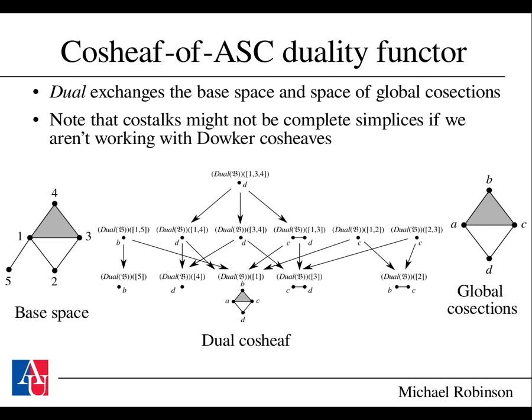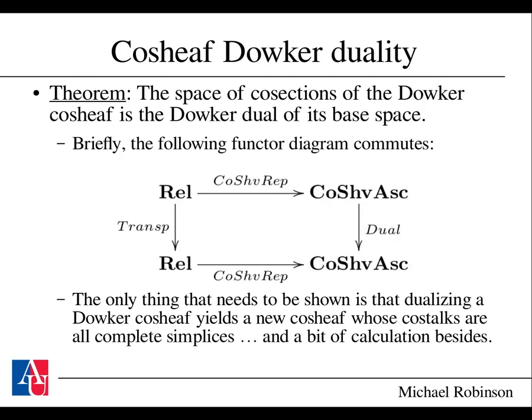So that's pretty cool. Now, the costalks might not be complete simplices, as I mentioned, if we're not dealing with Dowker cosheaves, i.e. images of this Dowker functor. But this duality functor preserves that subcategory. And that's the key idea in what makes the Dowker duality work. A pairing of this duality functor and the fact that the subcategory is preserved.